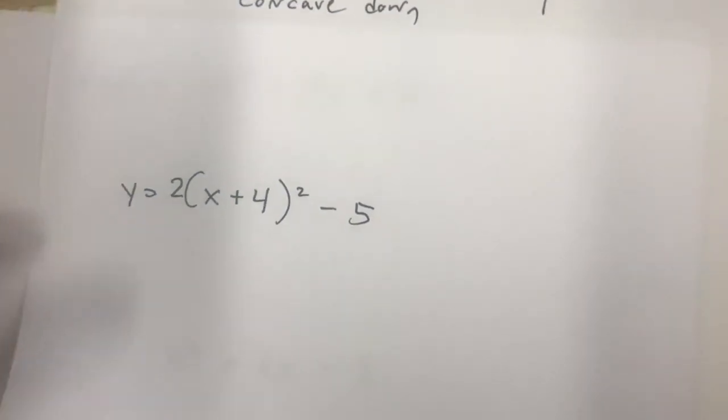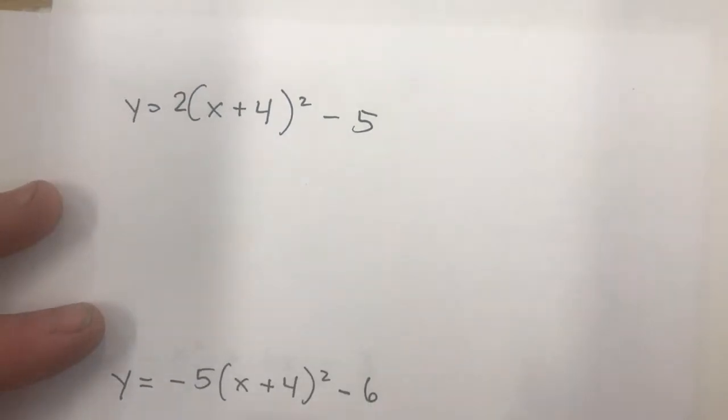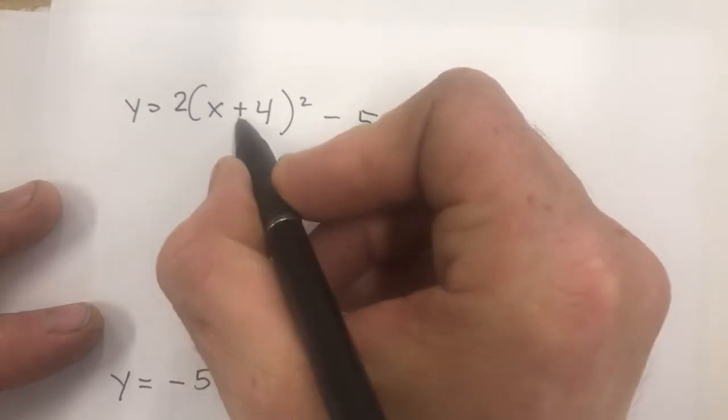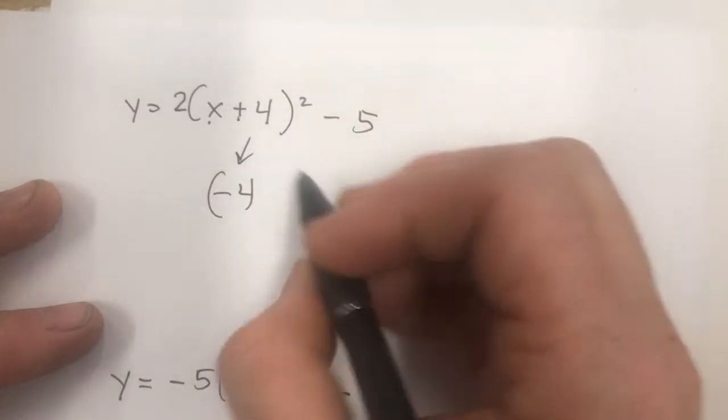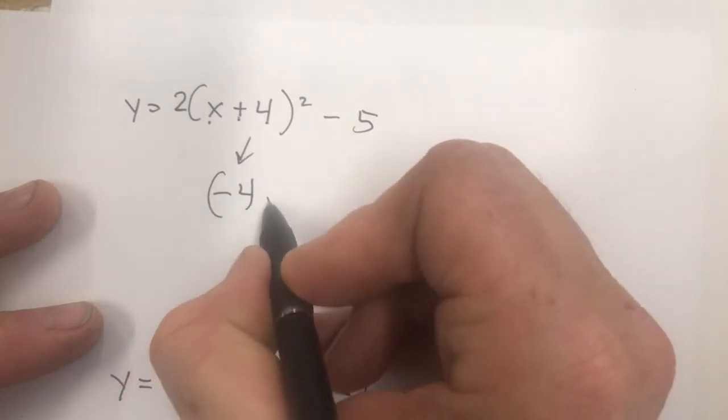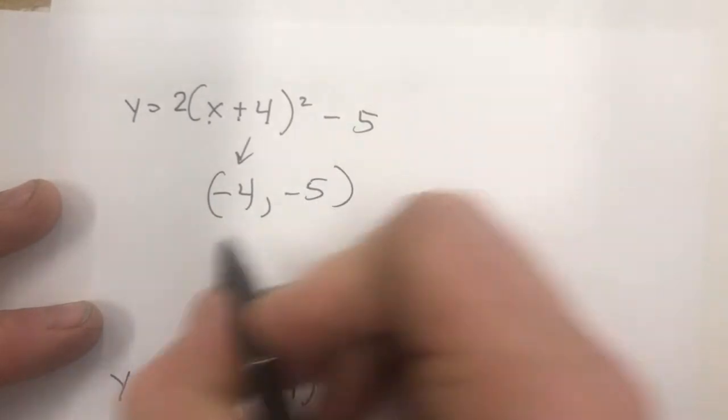A couple more examples. All right. There you go, the opposite. This is a negative 4 from x. It's got to be x minus this, so since it's a plus, that means it's a negative 4. And there's my y, negative 5. That's my vertex.